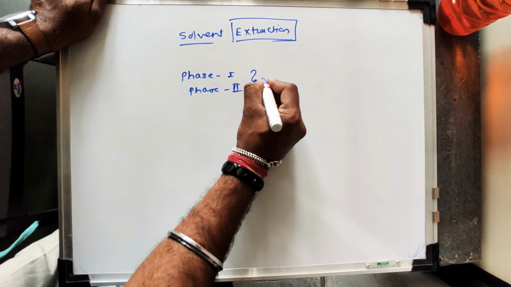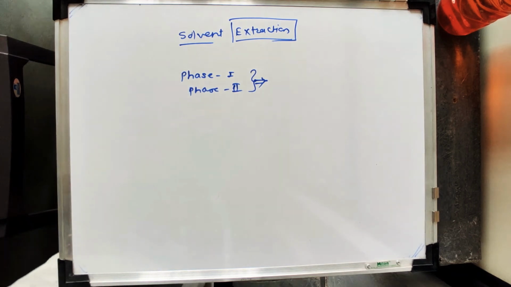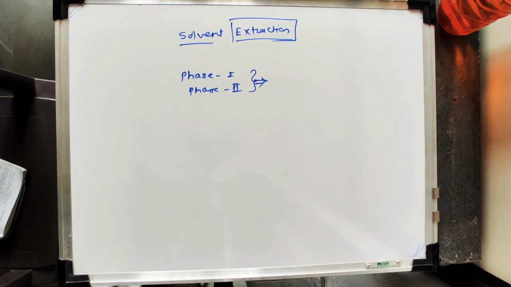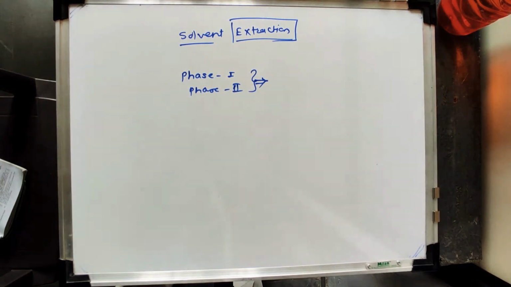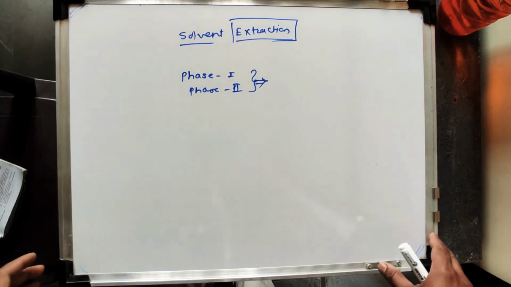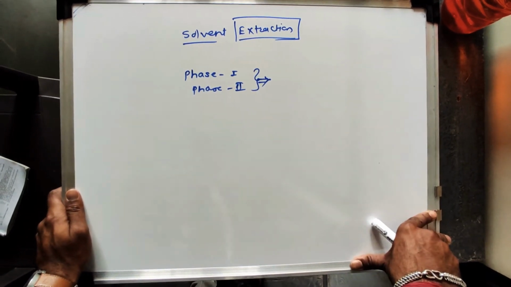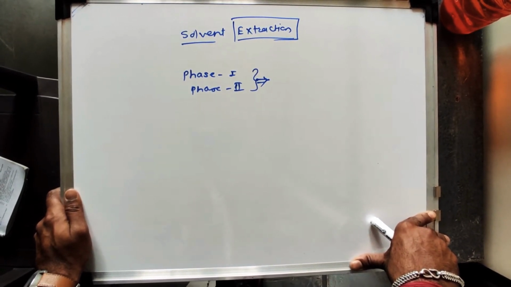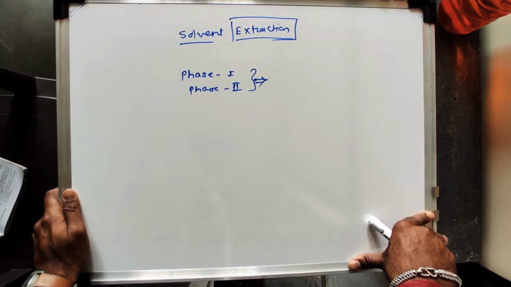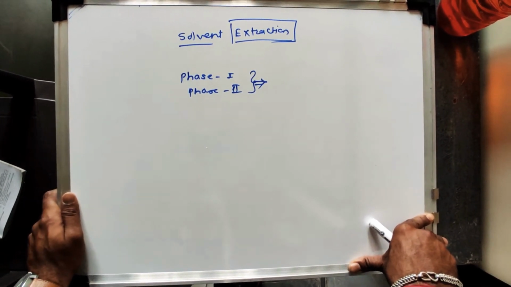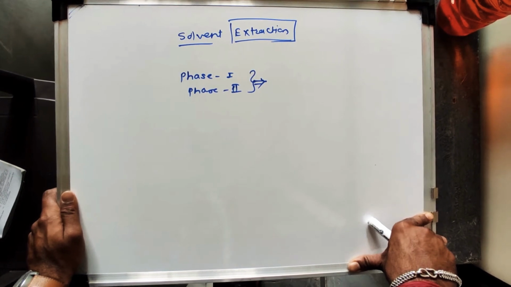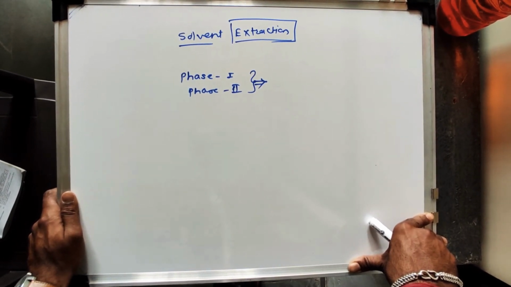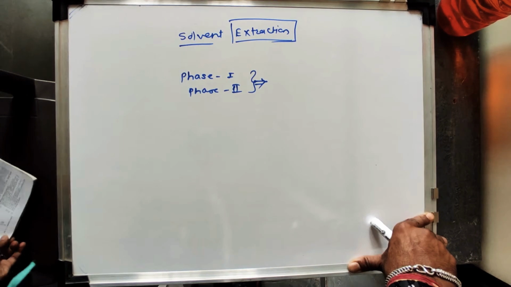Condition for that, these two phases should be immiscible to each other. That means they should not mix or make a homogeneous solution when mixed with each other. That means these two phases are immiscible to each other. If solute is dissolved or present in any one of them, that means either in phase 1st or in phase 2nd, and we want to extract the solute in the other phase, right? This can be achieved by using the technique solvent extraction, right?